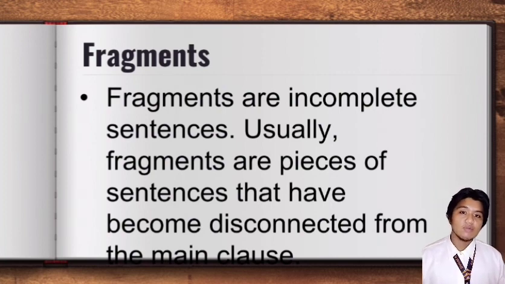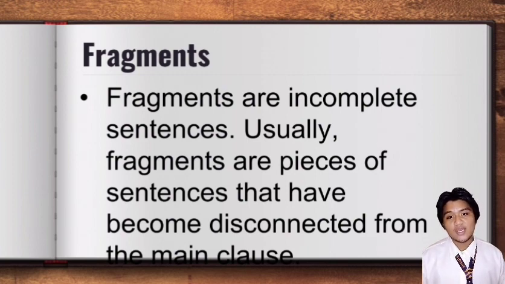Now, there are some common ways in which a sentence fragment may occur, but the most important takeaway is that almost every fragment is the result of three key elements: a missing subject, a missing verb, and an incomplete thought.